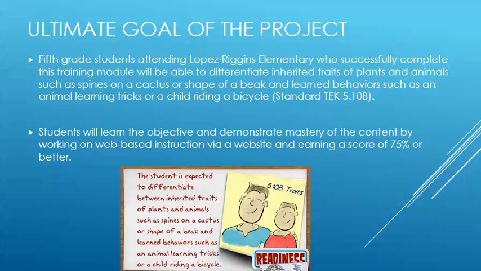5th grade students attending Lopez-Riggins Elementary who successfully complete this training module will be able to master that objective, which is to differentiate inherited traits of plants and animals, such as spines on a cactus or shape of a beak, and learned behaviors, such as animal learning tricks or a child riding a bicycle. Students will learn the objective and demonstrate mastery of the content by working on web-based instruction via a website and earning a score of 75% or better.